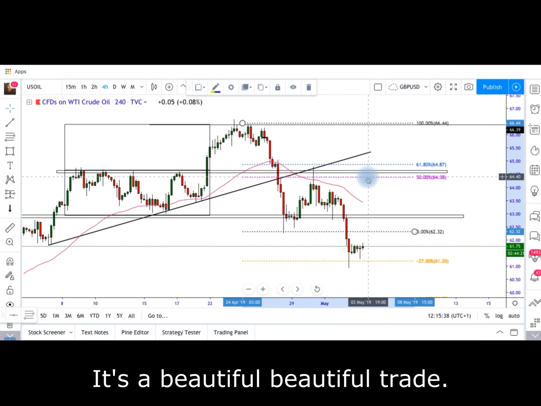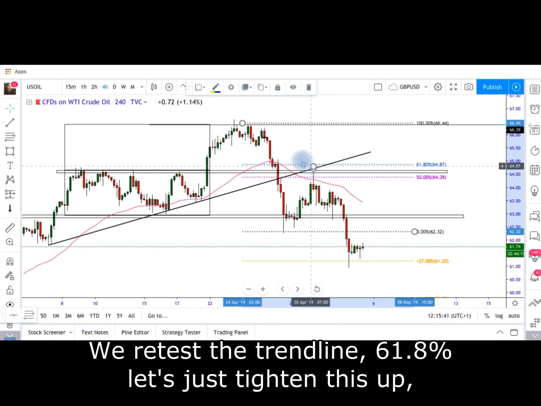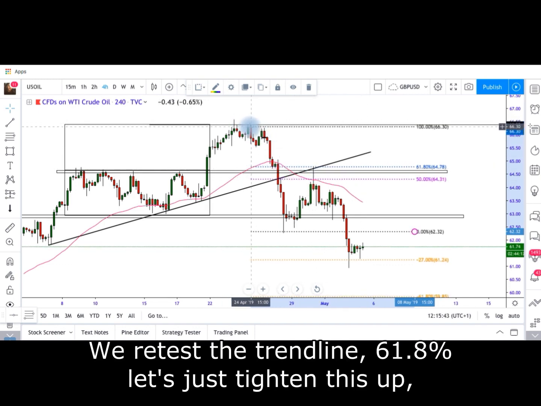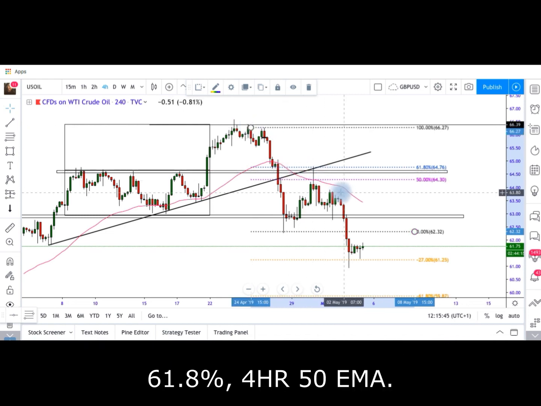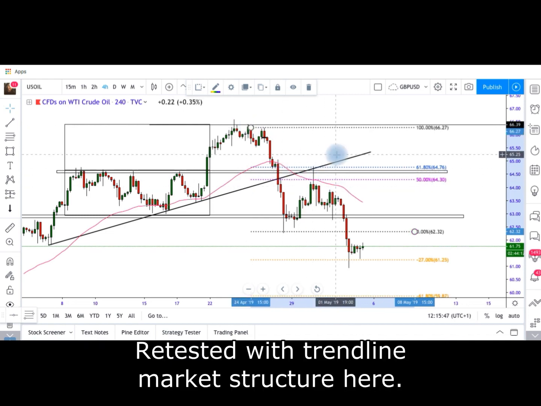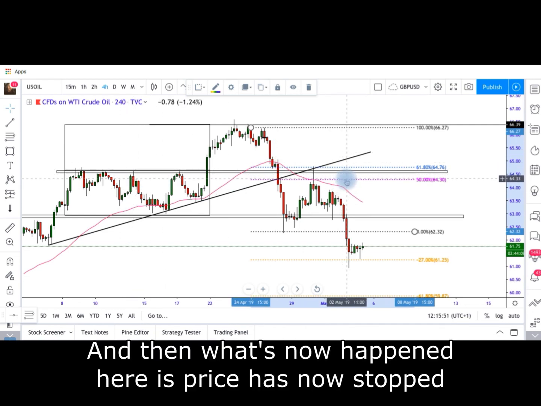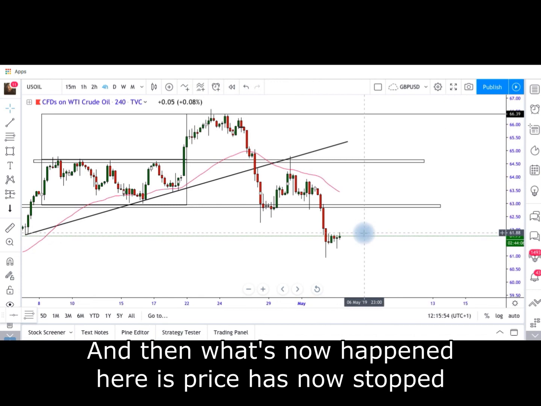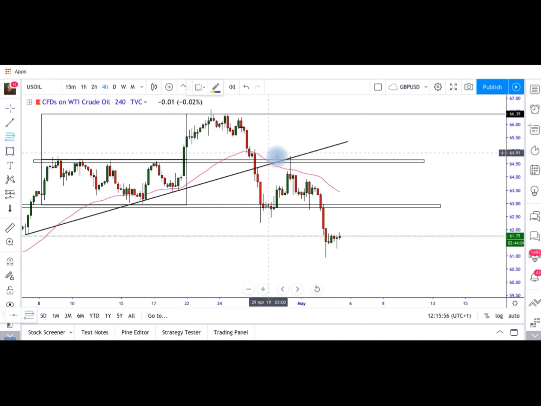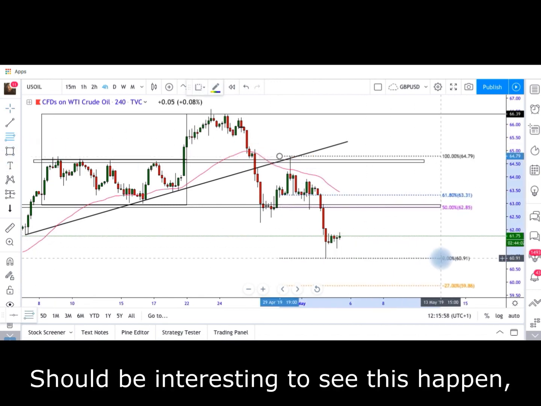This is a beautiful, beautiful trade. Retest the trend line, 61.8%. Let's just tighten this up. 61.8%, 4-hour 50 EMA. Retest of ascending trend line. Market structure here. And then what's now happened here is price has now stopped, and we can do it all over again. So it'll be interesting to see if this happens.